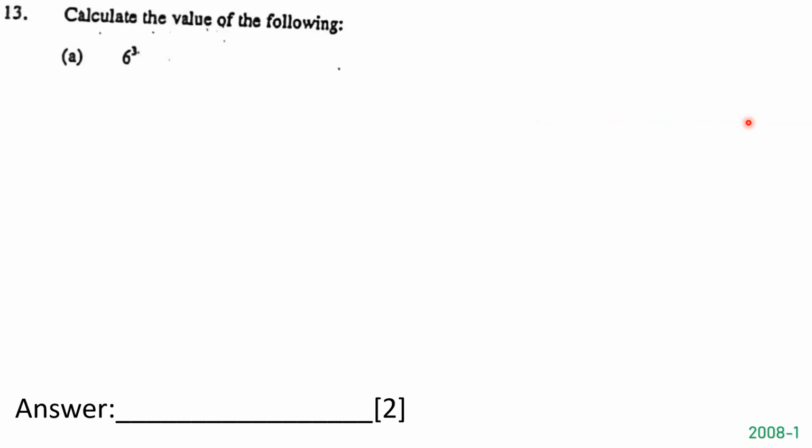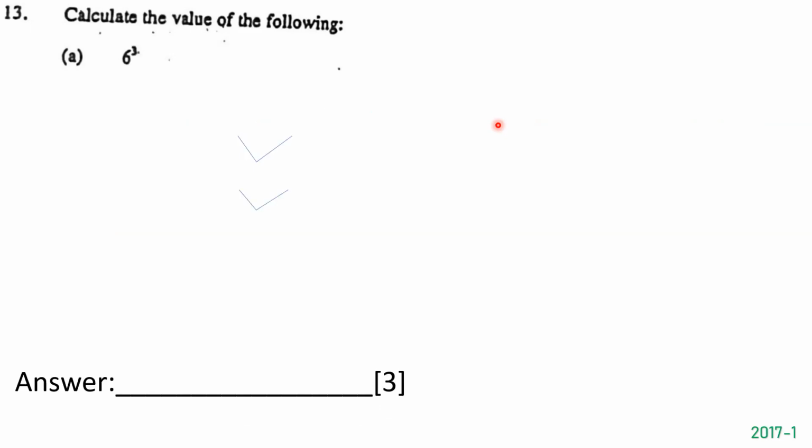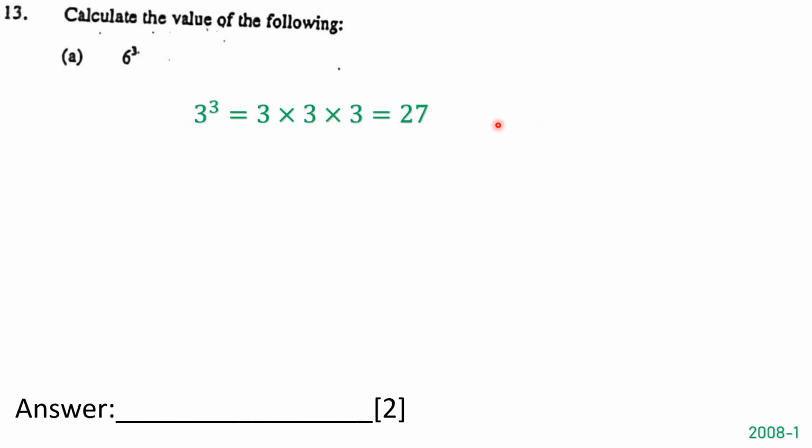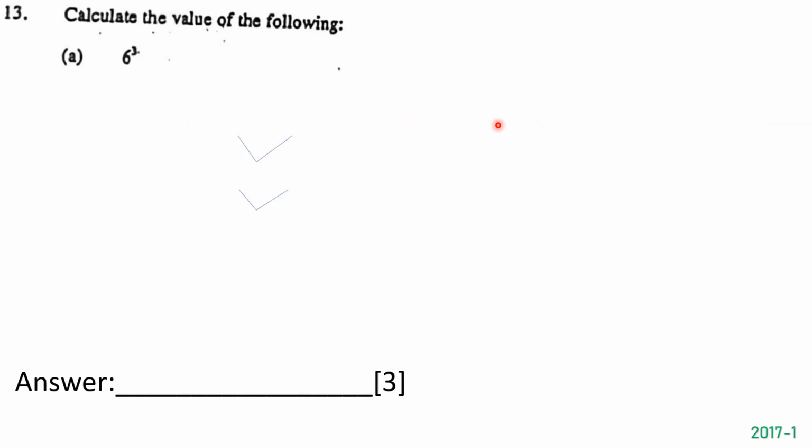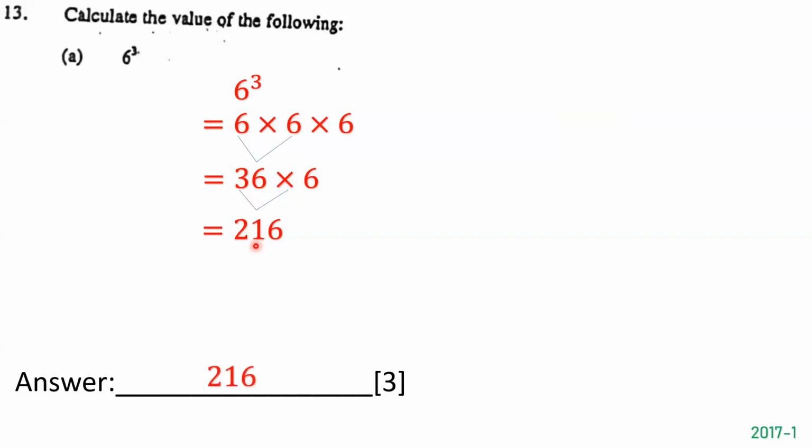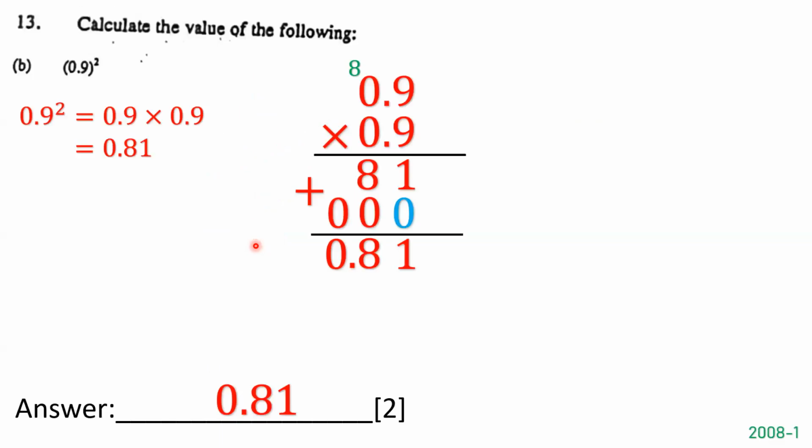We have 6 to the third power. So 6 to the third power is going to be equal to 6 times 6 times 6. So 6 three times. 6 times 6 is definitely going to be 36, multiplied by 6. So 36 multiplied by 6 is definitely 216. And so the answer for 6 cubed is 216. Okay, let's move on to the next question.